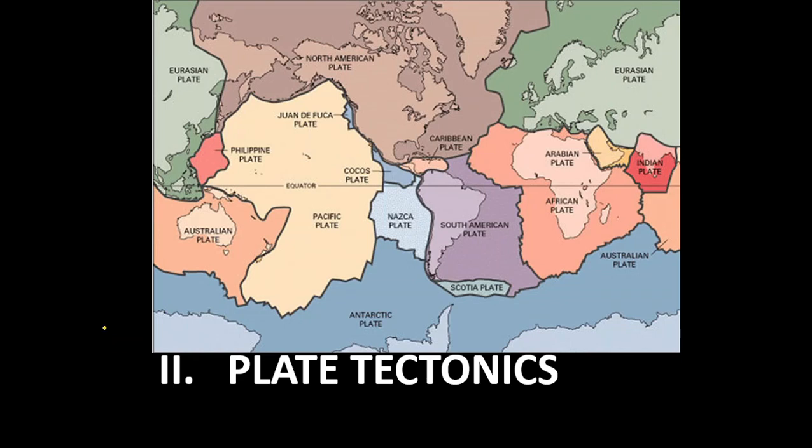Okay, ladies and gentlemen, the second part of topic 12 is going to be plate tectonics. Whenever we're talking about plate tectonics, we always have to look at essentially a map of the Earth. Now, when we look at maps of the Earth, we tend to notice that there are natural boundaries or things like that that we actually can see, right?